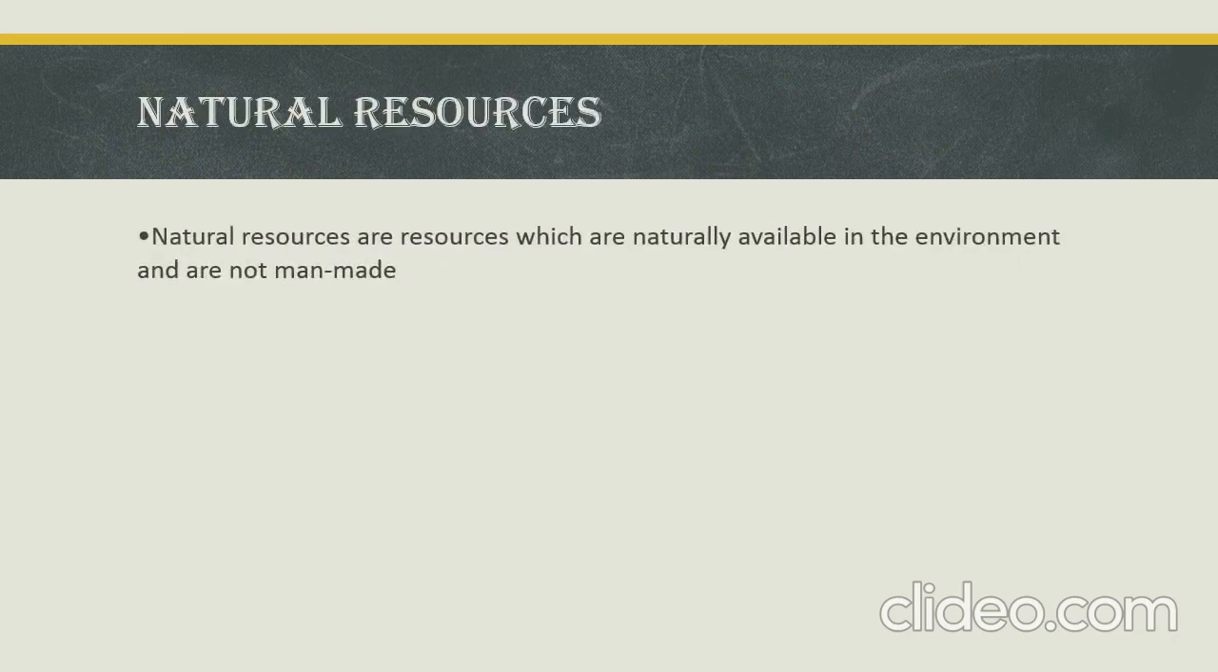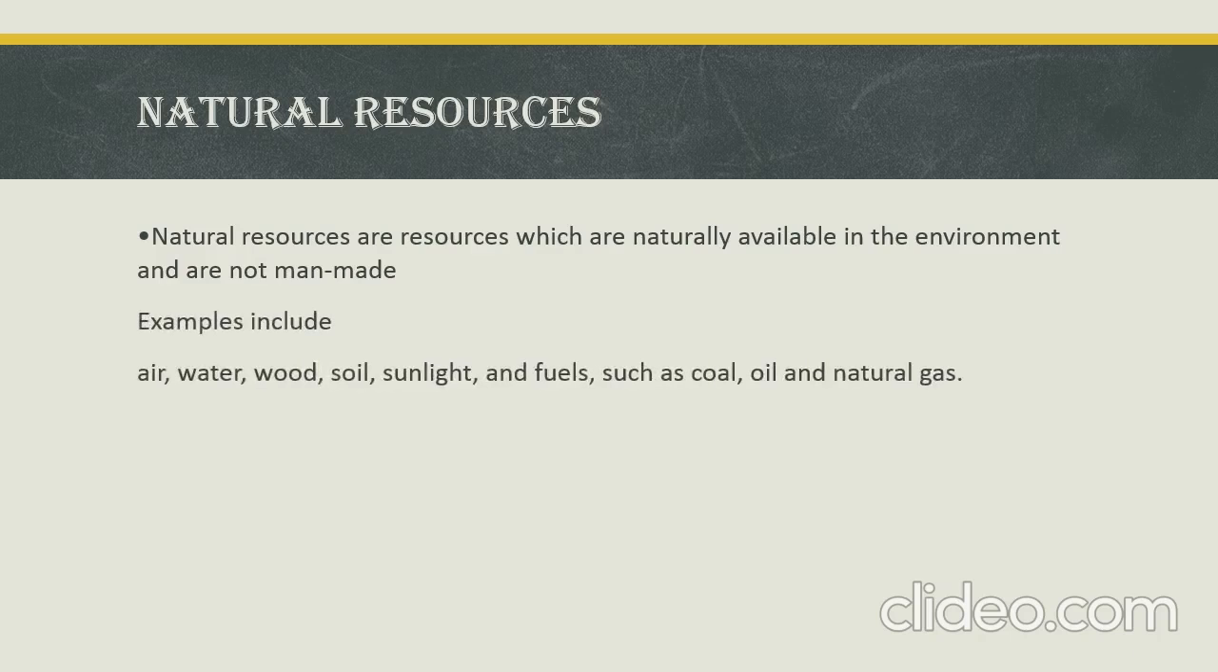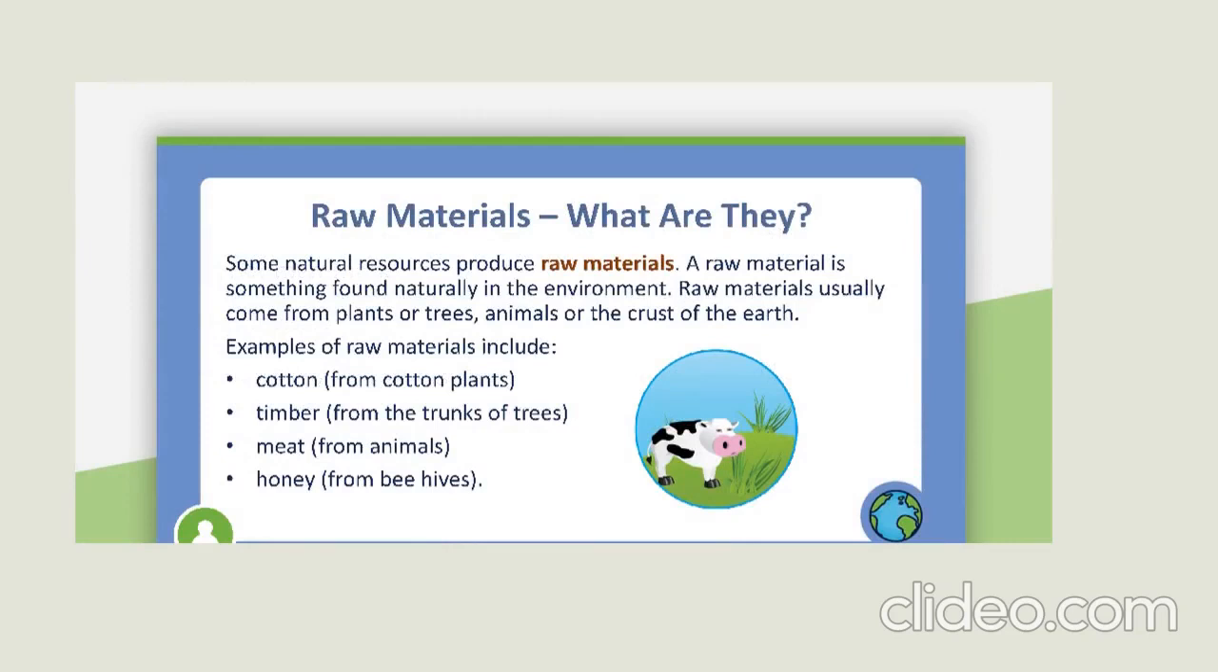So what are natural resources? Natural resources are the resources which are naturally available in the environment and are not man-made. For example, air, water, wood, soil, sunlight, and fuel such as coal, oil and natural gases. So students, natural resources come from raw materials.